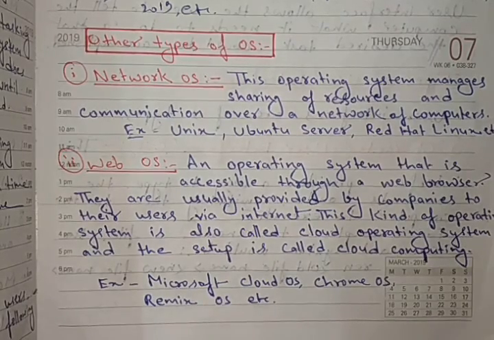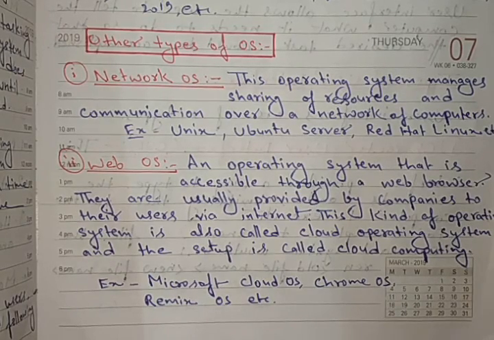Next one is the web OS. An operating system that is accessible through a web browser is known as a web OS. They are usually provided by companies to their users via the internet. This kind of operating system is also called a cloud operating system, and the setup is called cloud computing. Users connect with the computer running the web OS through a browser on their respective computers and make use of services provided by the company. A web OS does not load in the user's computer memory, and it does not manage the functionality of the user's computer. The user's computer runs its own operating system. Examples of web OS are Microsoft Cloud OS, Chrome OS, Remix OS, etc.